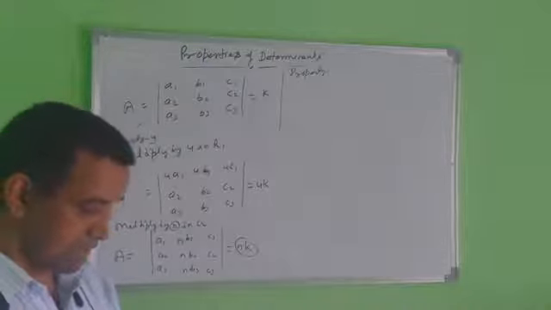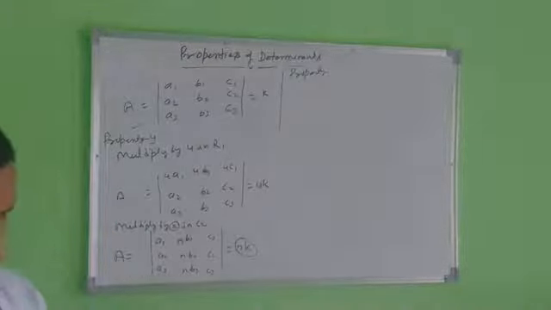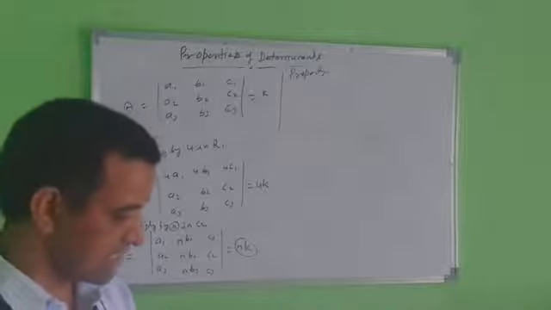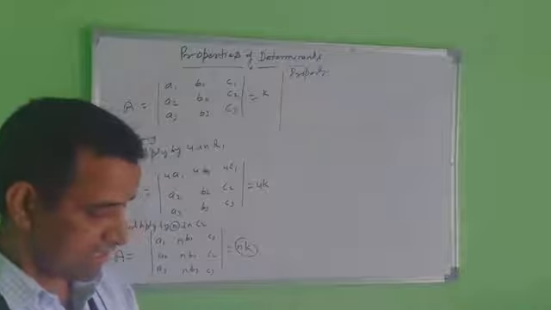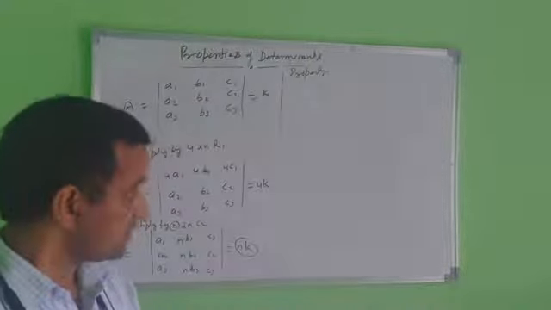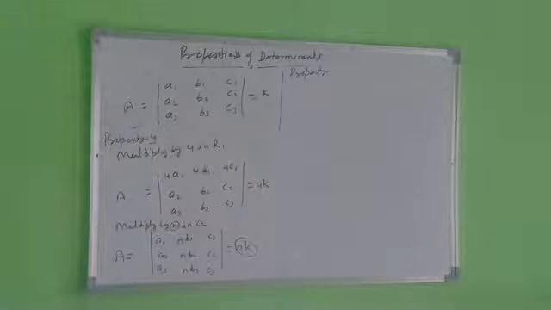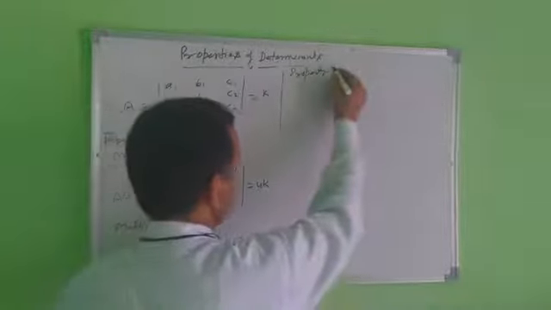Property number 5 says, if some or all elements of a row or column of a determinant are expressed as a sum of two terms, then the determinant can be expressed as a sum of two more determinants. Property number 5 is an important property.